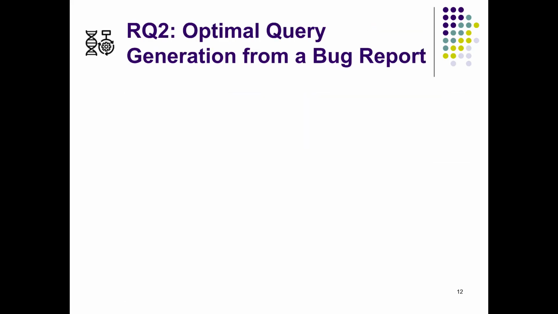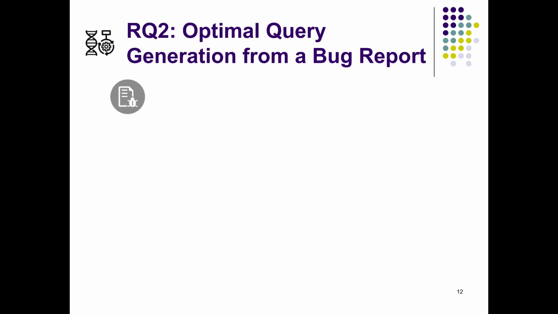Okay, so then comes our second research question. From the first research question, we found that at least 1/3 of the bug reports are not leading to high quality baseline queries. So that means, do they actually contain any meaningful keywords or not, right? That is something we try to investigate in our second research question. And for that, we use a genetic algorithm. Using the genetic algorithm, we try to identify some optimal keywords. And this is how we have done it.